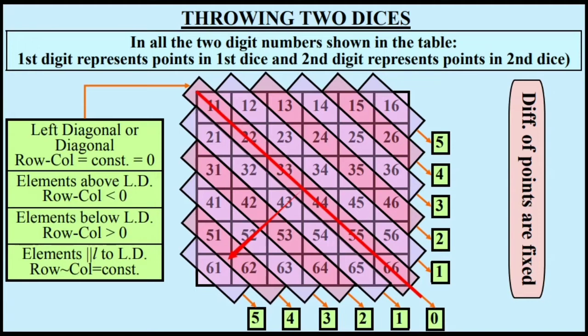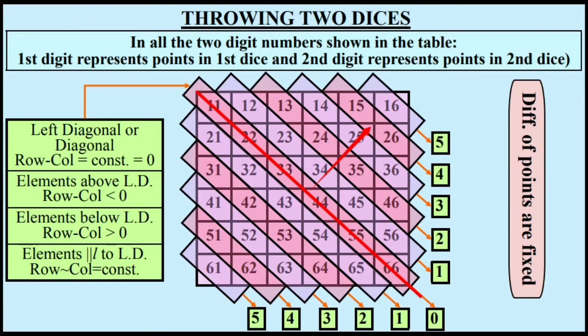Next, the elements above the left diagonal, again similarity is there, and that is the points obtained in first dice is less than the point obtained in second dice. Let's see some more tips in the next screen.